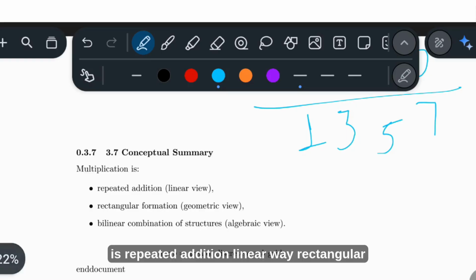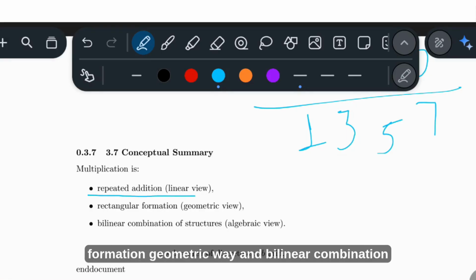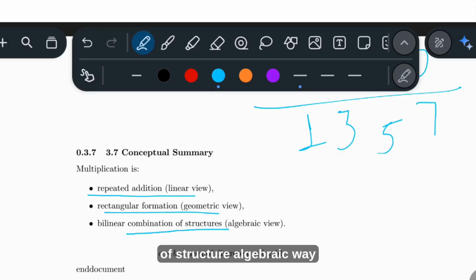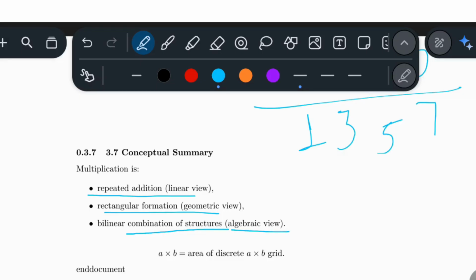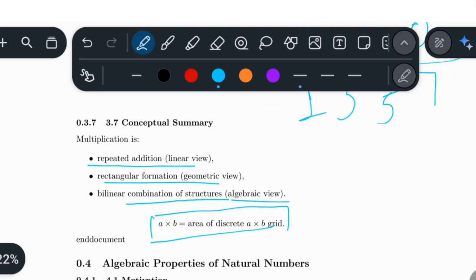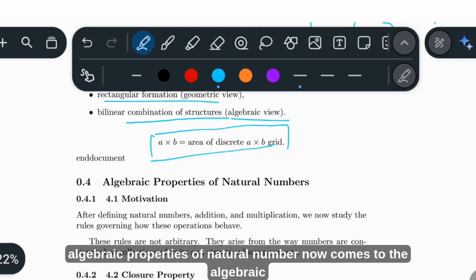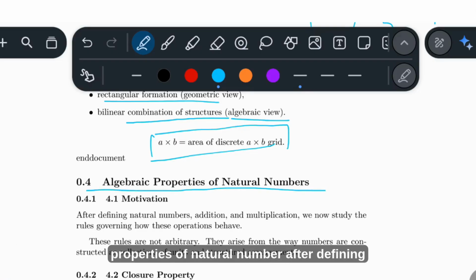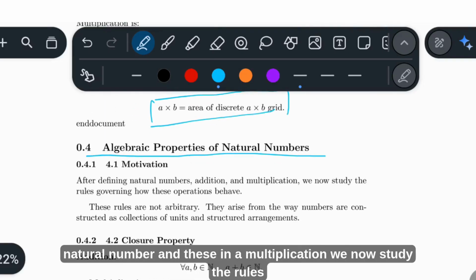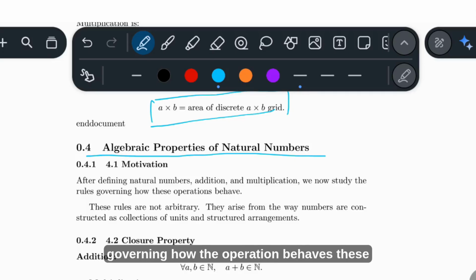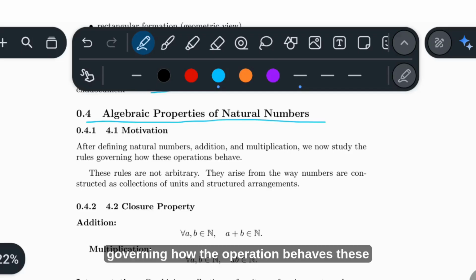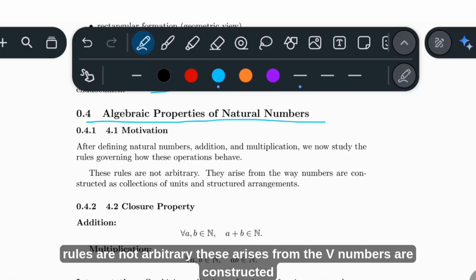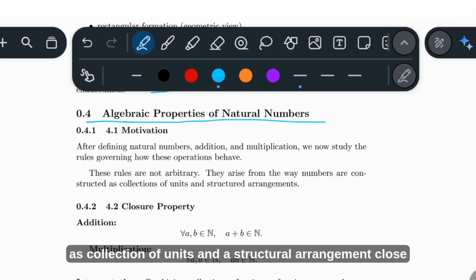Multiplication is repeated addition, the linear way; rectangular formation, the geometric way; and bilinear combination of structure, the algebraic way. Now we come to the algebraic properties of natural numbers. After defining natural numbers, addition and multiplication, we now study the rules governing how these operations behave. These rules are not arbitrary. They arise from the way numbers are constructed as collections of units and structural arrangements.